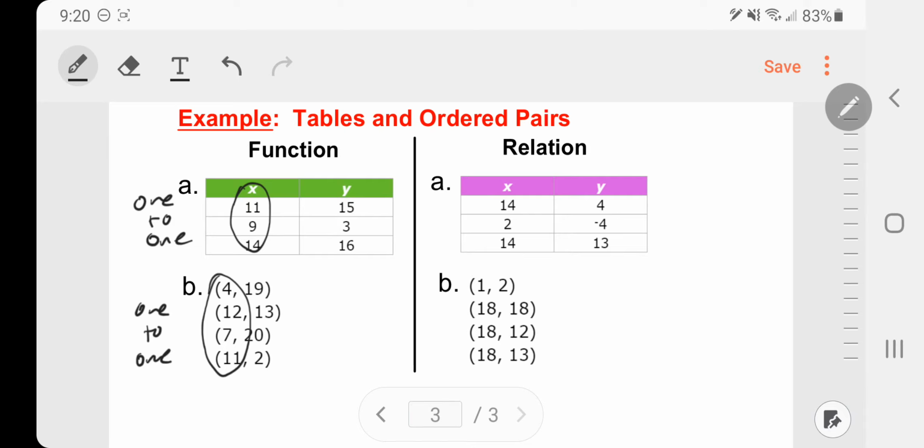Okay, how to tell if it's a relation? Well, if your x values repeat, then it is a relation, not a function. Here we can see our 14s repeat, so that is why this one is a relation. And here we can see that 18 repeats multiple times in your x, so this is also a relation and not a function. Okay, so here's just a couple of different representations of functions and relations and how to tell whether a relation is a function or not.